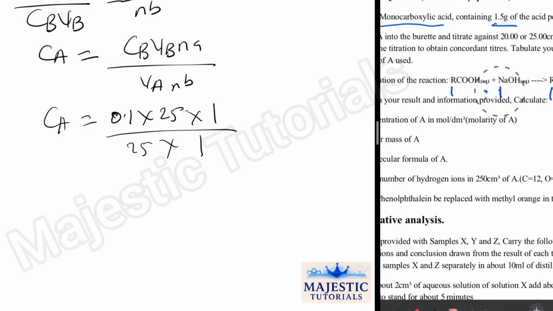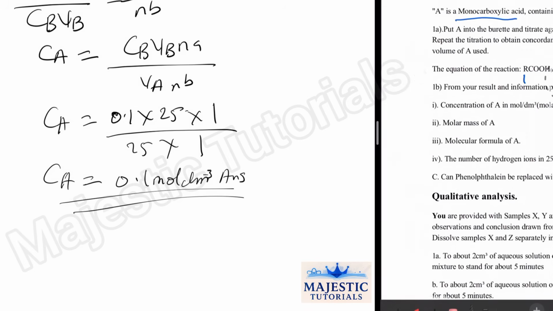So since the equation of the reaction shows 1:1 and the strength of the acid and base are equal, we'll still get the same thing. So Ca is automatically equal to Cb, which is 0.1 mole per dm cube. Remember to put unit after solving. Then what is the next question?